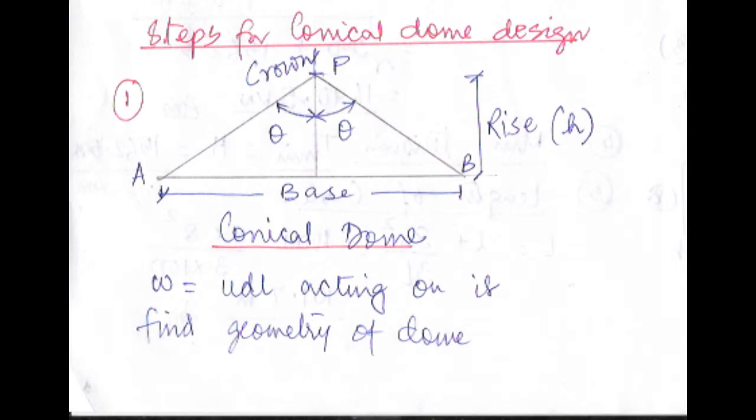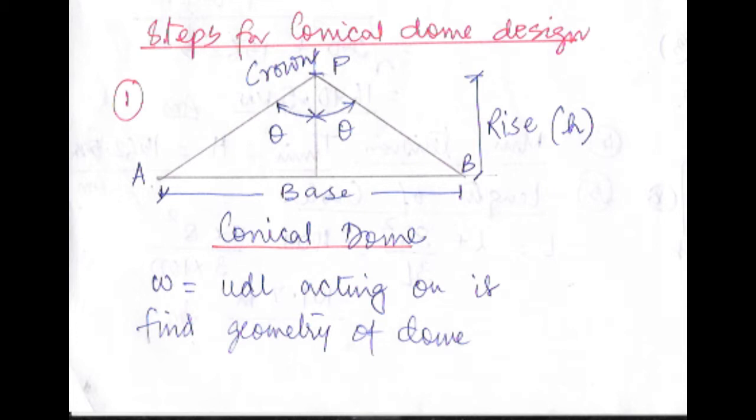Let us look at the steps first to solve a conical dome design, and after that I have taken one numerical. Step number one, as I have shown here, steps for the conical dome design. It is a right angle triangle. As you know, a conical dome is generated when a right angle triangle revolves about its vertical axis. About the vertical axis you can see there is a crown and a base. About the vertical axis passing through the crown, if a right angle triangle is rotated, this type of conical dome is generated.